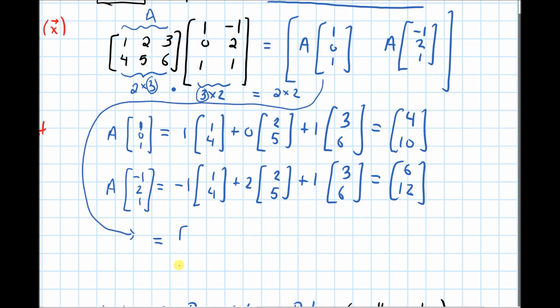So at this point, we are ready to write down our product right here. The product of A and B: the first column ended up being 4, 10. The next column ended up being 6, 12. And that's our answer.